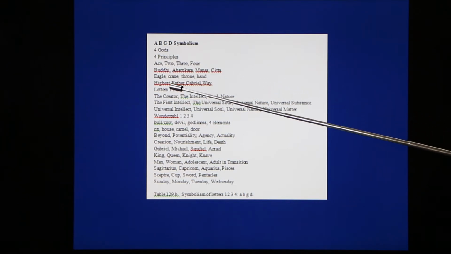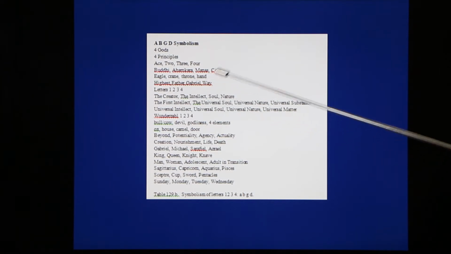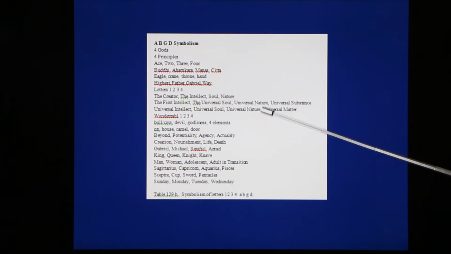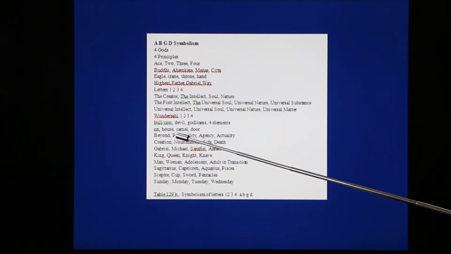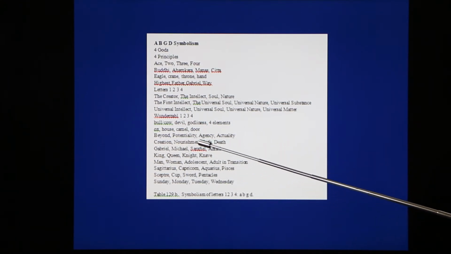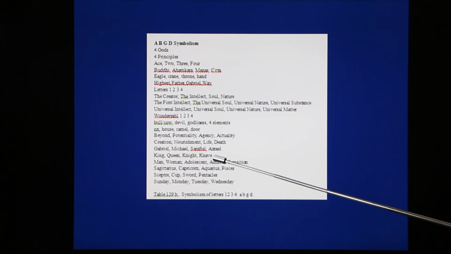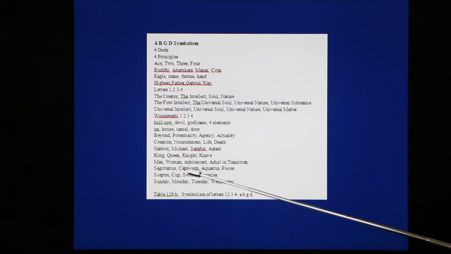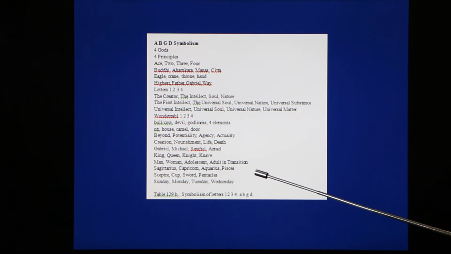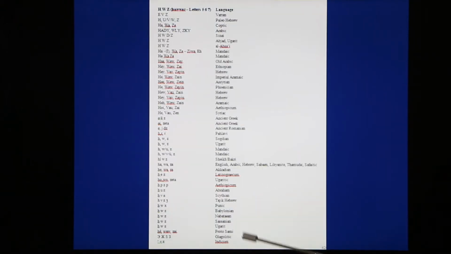Ace, 2, 3, 4, Buddhi, Ahamkara, Manas, Chitta, Eagle, Crane, Throne, Hand, Highest, Father, Gabriel, Way, the Creator, the Intellect, Soul, Nature, Bull, Cow, Devil, Godliness, 4 elements, Beyond, Potentiality, Agency, Actuality, Gabriel, Michael, Seraphiel, Azrael, Woman, Man, Adolescent, Adult in Transition. We're back to the tarot type of approach: Scepter, Cup, Sword, Pentacles, Sunday, Monday, Tuesday, Wednesday.